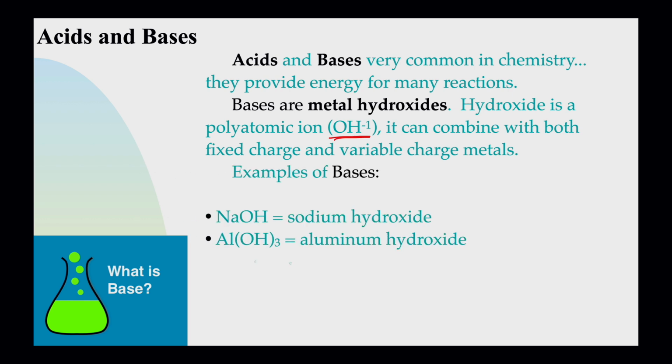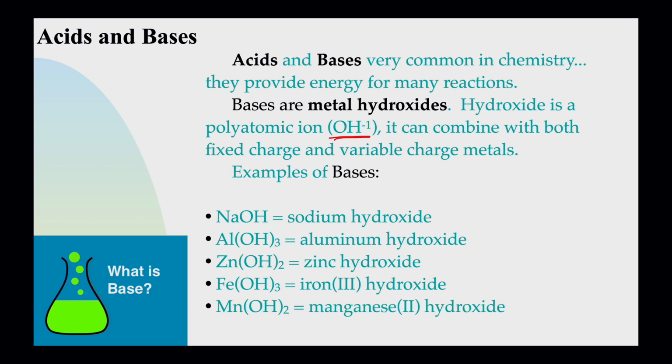So here's some examples, some common ones. NaOH, sodium hydroxide. Al(OH)3, aluminum hydroxide. Now sodium was positive 1 and aluminum, one of the stairs, positive 3. So you can see how the number of hydroxides changes to balance out the type of metal. Zinc is also one of the stairs. It's a positive 2, so zinc hydroxide would be next.